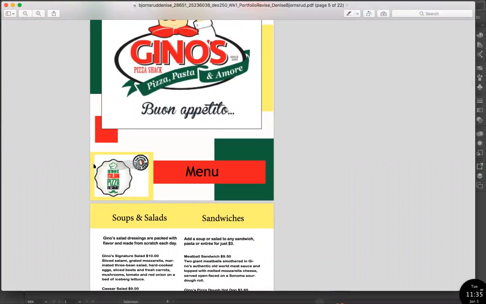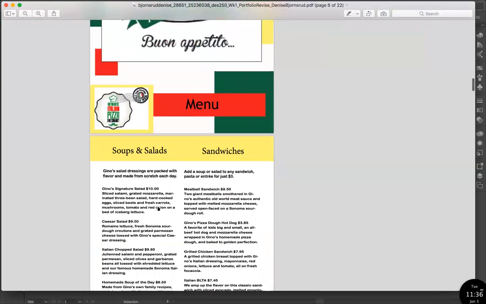Also, I would reduce the size of this badge so that you get a little more padding around that white. You don't necessarily want it to be right up and touching the sides of that white shape that it's in front of.